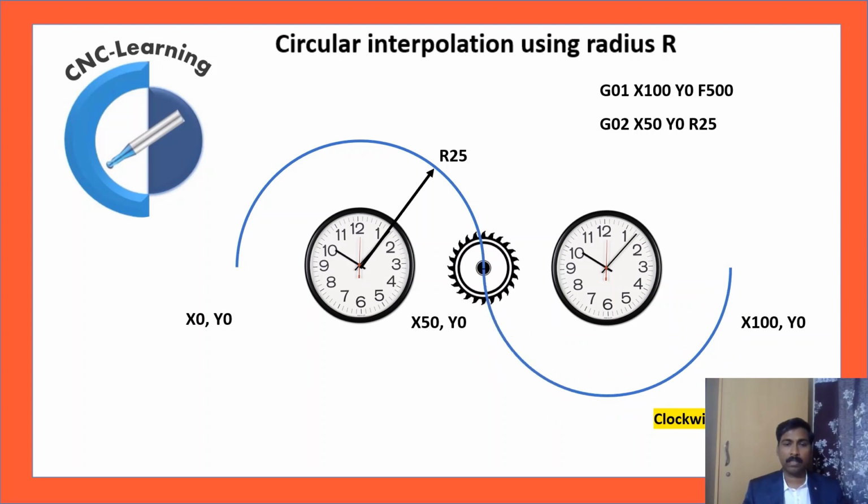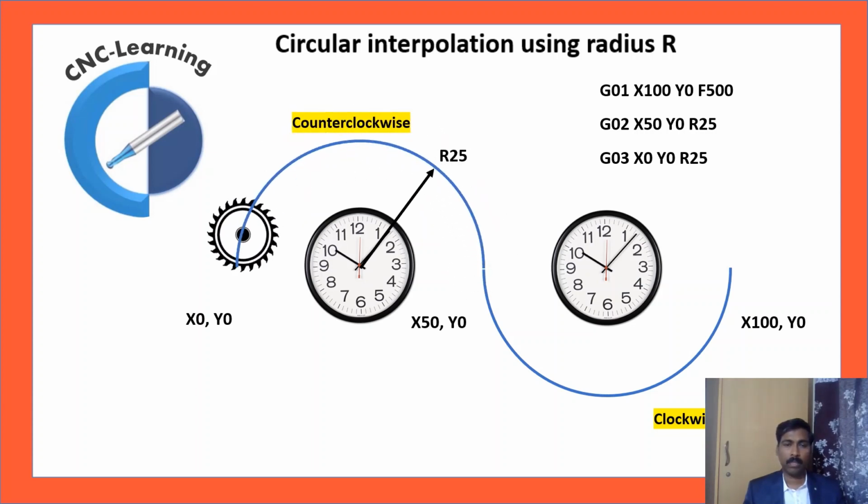And next is counterclockwise. From here to here, x0, y0 is the endpoint, and radius is 25. G code has to be G03 because it is counterclockwise. So G03 X0 Y0 R25. Counterclockwise movement.